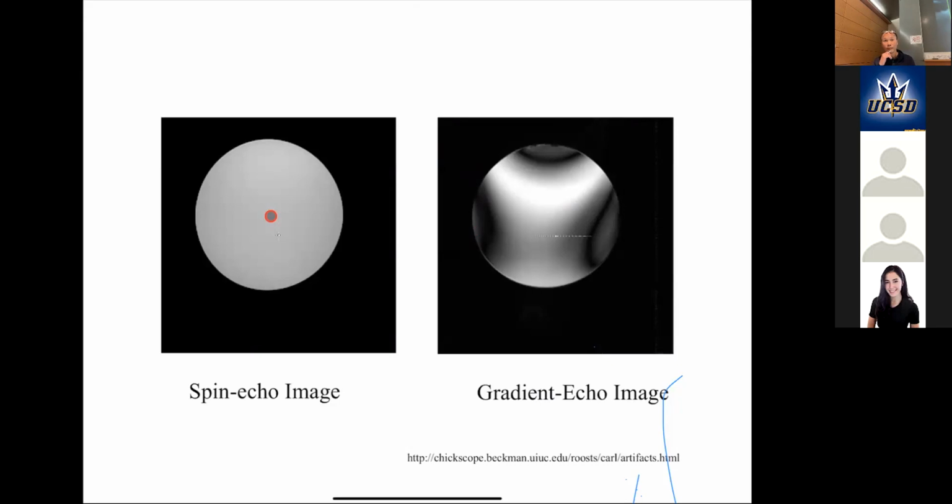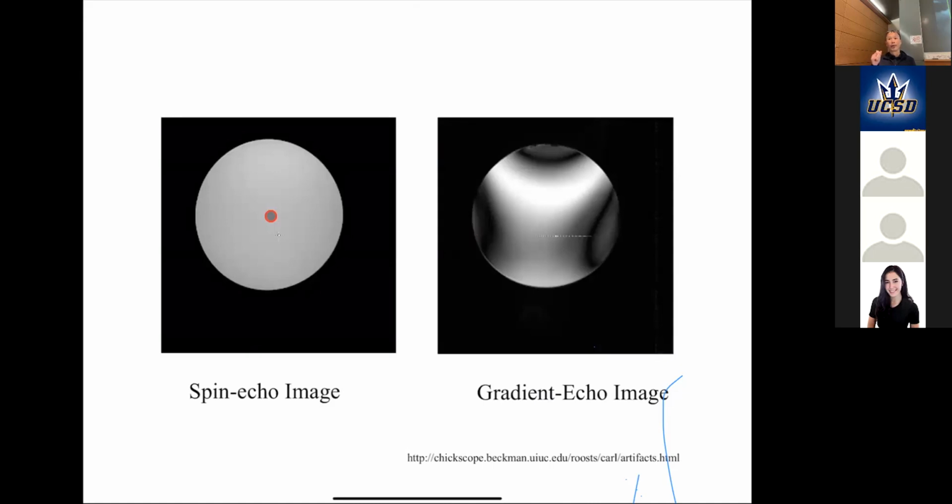So I understand why you'd want to do spin echo over gradient echo, but why would you pick gradient echo over spin echo? Yeah. So that's a great question. There's a couple of reasons. One is you might want to emphasize, like what we'll see in functional MRI, we use gradient echo because we really want to emphasize the T2 star dependence. That's a signal of interest, right?